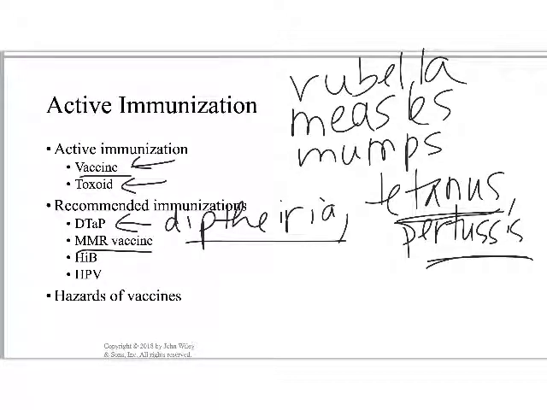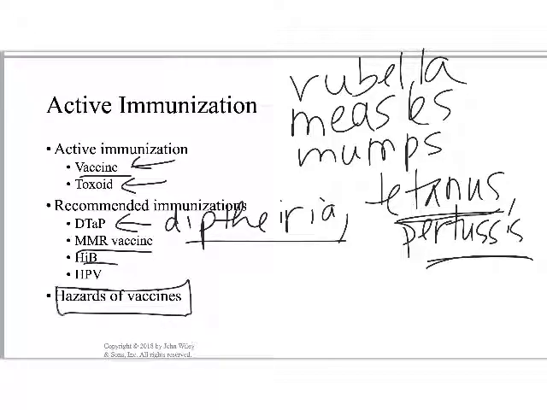HIB is, I don't know, Haemophilus influenzae type B. I think that's right. Why do I always mess that one up? Yeah, Haemophilus influenzae type B. Then HPV, so human papillomavirus.